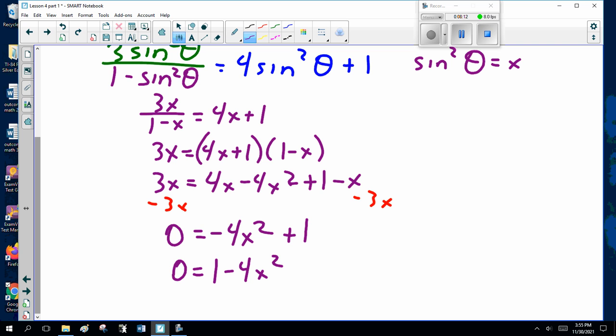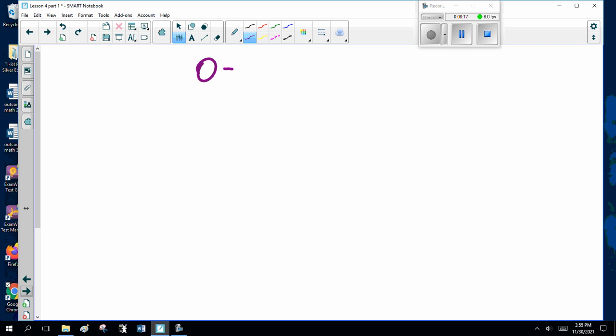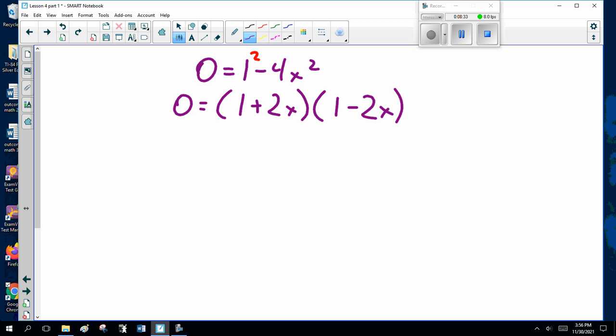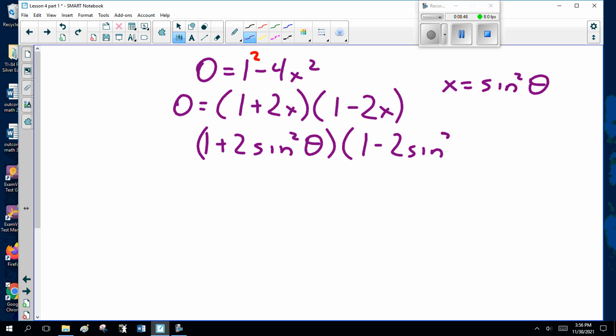Okay, now why am I writing it like that? Because I can. Let's go to the next page. Once again, if I wrote that as 1 squared minus 4x squared, we have a difference of squares. So this is 1 plus 2x, 1 minus 2x. Now remember, x is sine squared of theta. So this is 1 plus 2 times sine squared of theta, 1 minus 2 times sine squared of theta, all equals 0.